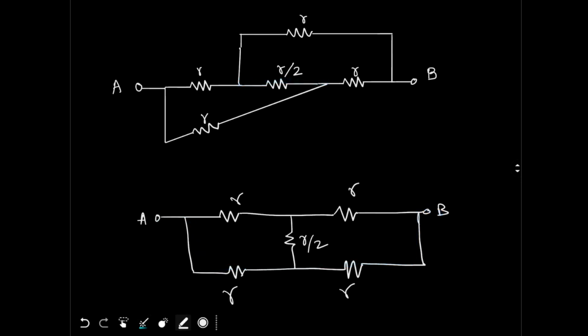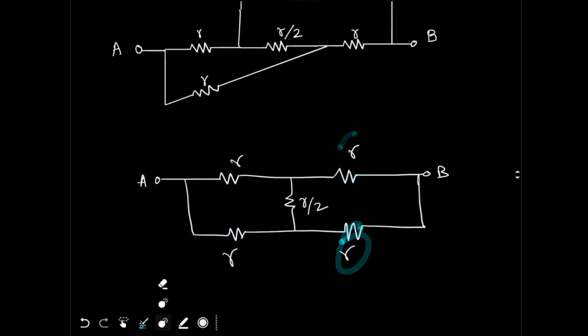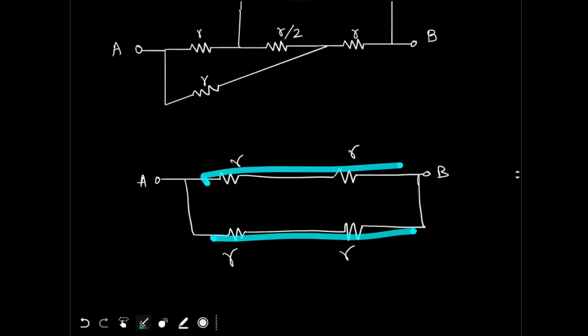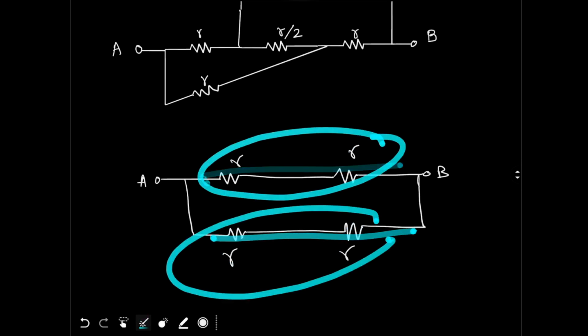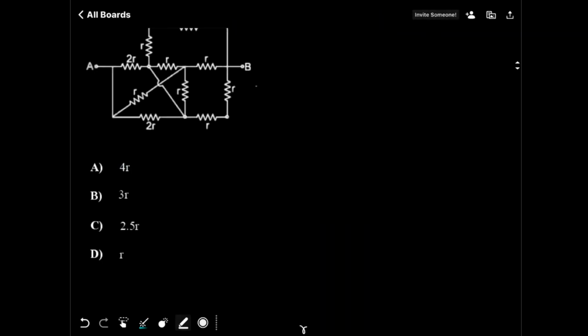So if you see, this is a Wheatstone bridge. The ratio of these two resistors is equal to the ratio of these two resistors. So the Wheatstone bridge is balanced. That means I can remove this middle resistor. So here I have 2R, here I have 2R, 2R and 2R in parallel. So my net resistance will be R. So option D.